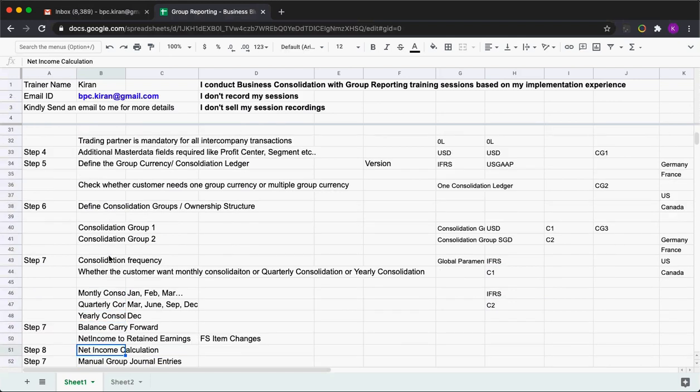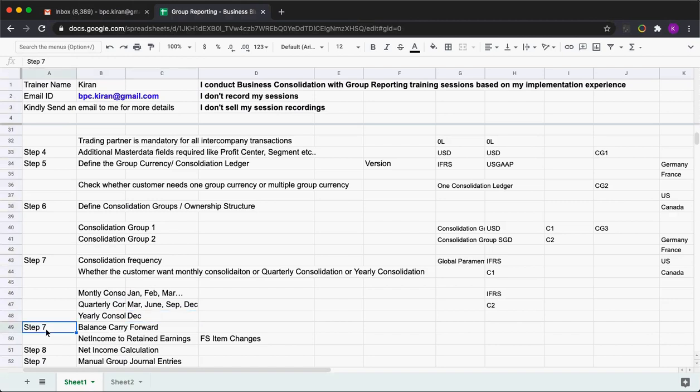So then consolidation frequency, right? Monthly consolidation, or every quarter, or every year, you discuss with your customer, all these things are possible. Monthly consolidation means you have to select January, February, March, April, like that, the period. If it is quarterly consolidation, taking a calendar year, March, June, September, December, like that. Yearly consolidation means every December.